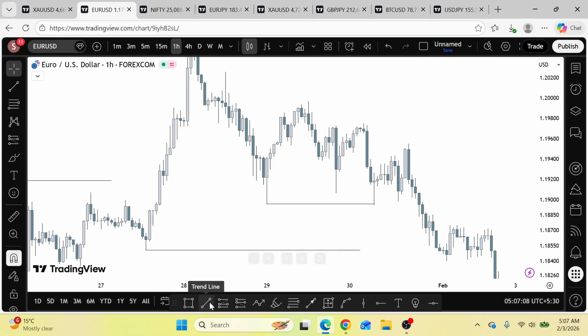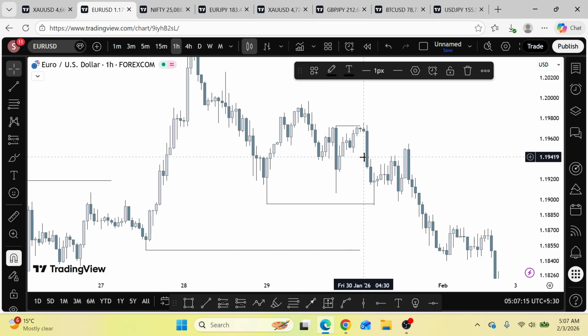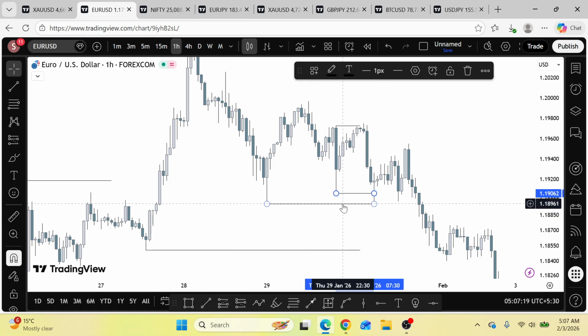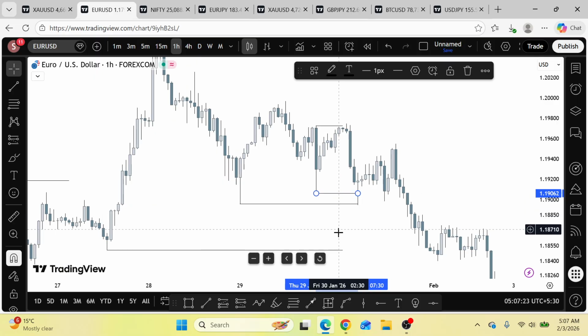And if you see, on daily we were in the consolidation range, and also on the 1 hour we were in the consolidation range, right? See, this is the 1 hour candle of 8:30 p.m., 29 January. Okay, so we were in the range of this 1 hour candle.